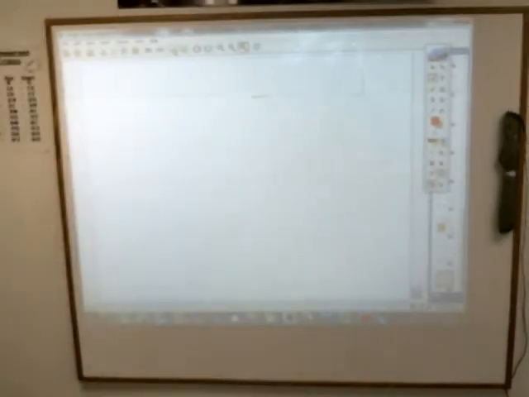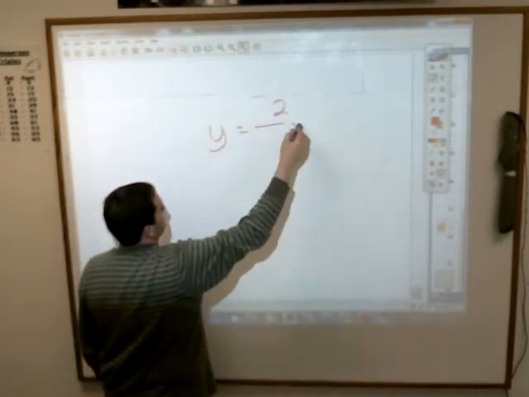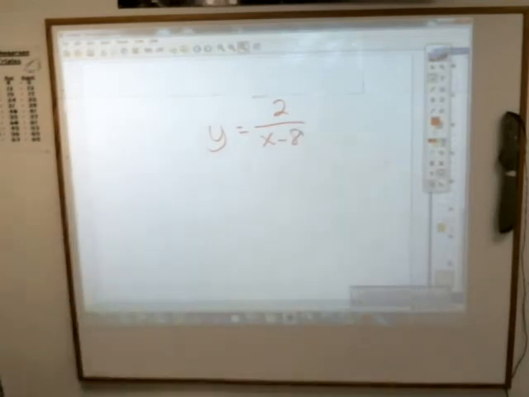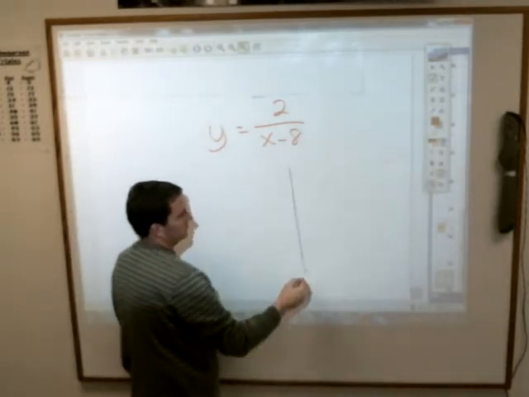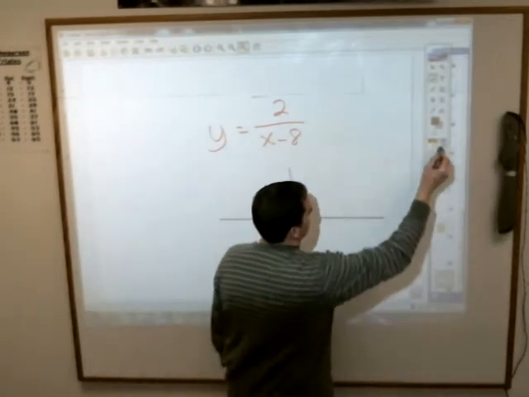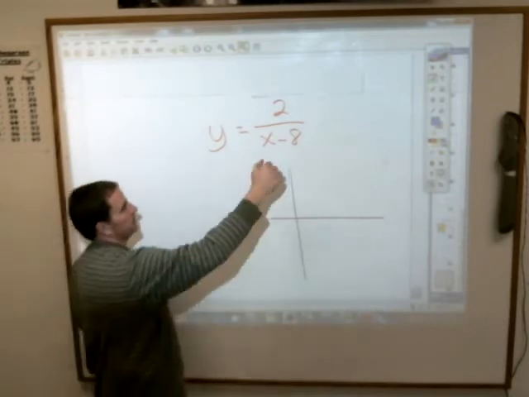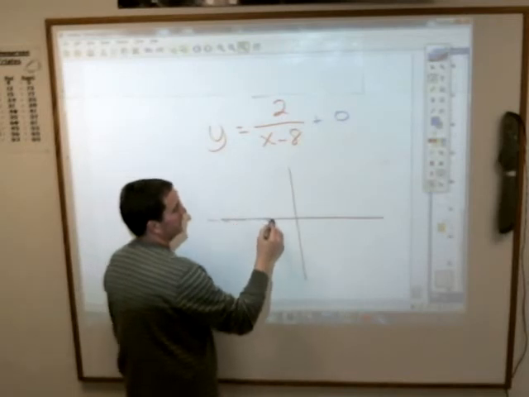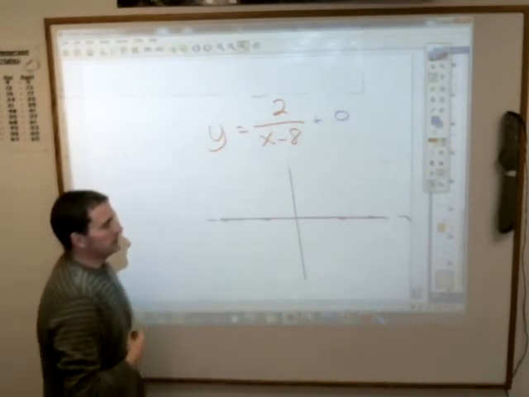Let me throw another one at you. What about y equals 2 over x minus 8? There's no ending number there, which should make you think: what is y not going to be? 0, because you could just put a plus 0 there. So you know there's going to be a dashed line right here on the x-axis, because that's what y can't be. That's where y is 0.